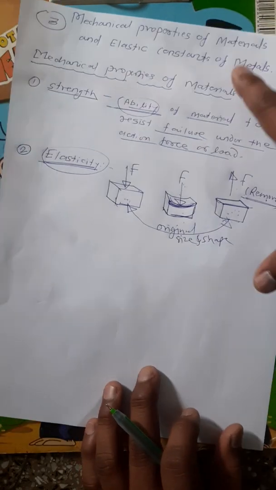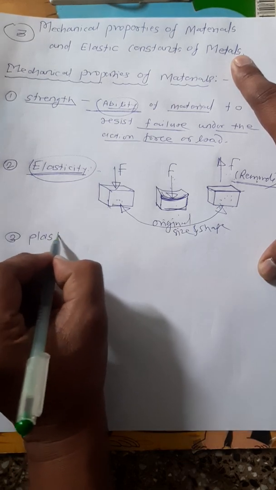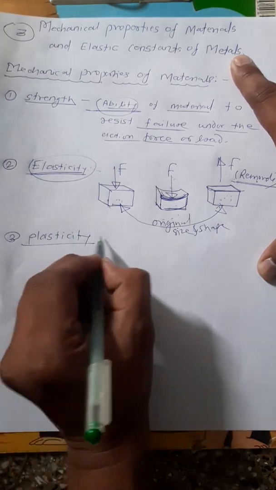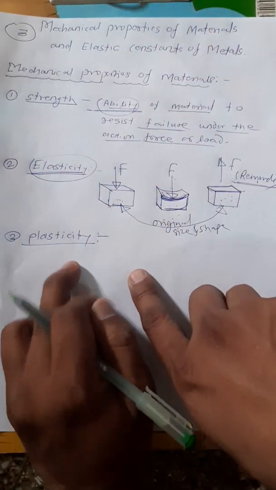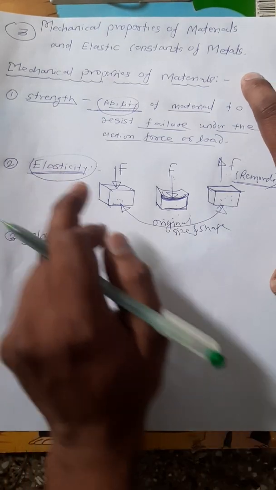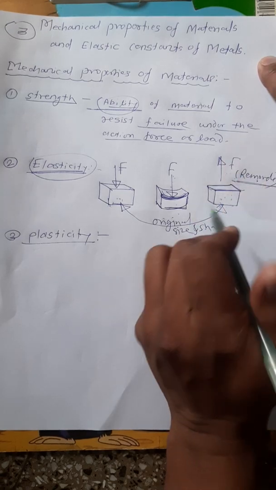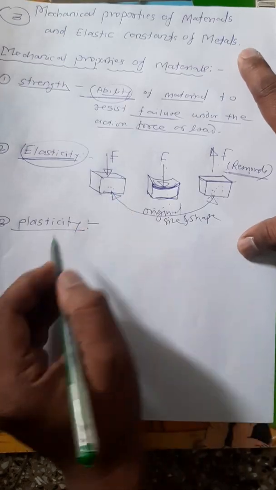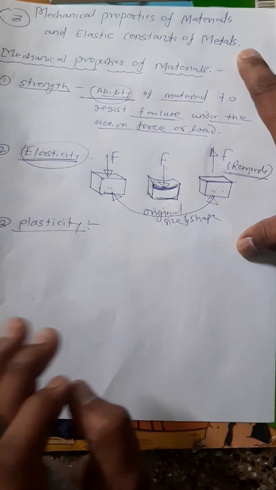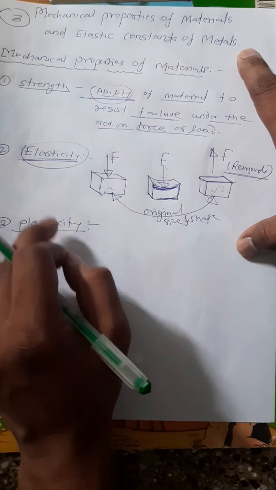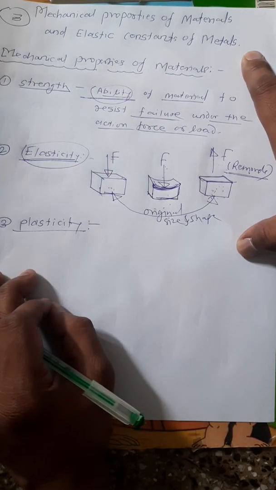Are you getting it, my dear students? Okay. Now our next property, which is plasticity. So what is plasticity? Plasticity is nothing but, my dear students, lack of elasticity. It is exactly opposite to elasticity. What happened in elasticity? After removal of this applied force, our part comes back to its original size and shape. But what happens in plasticity? Plasticity is opposite to elasticity. Plasticity means lack of elasticity. So what does it mean?